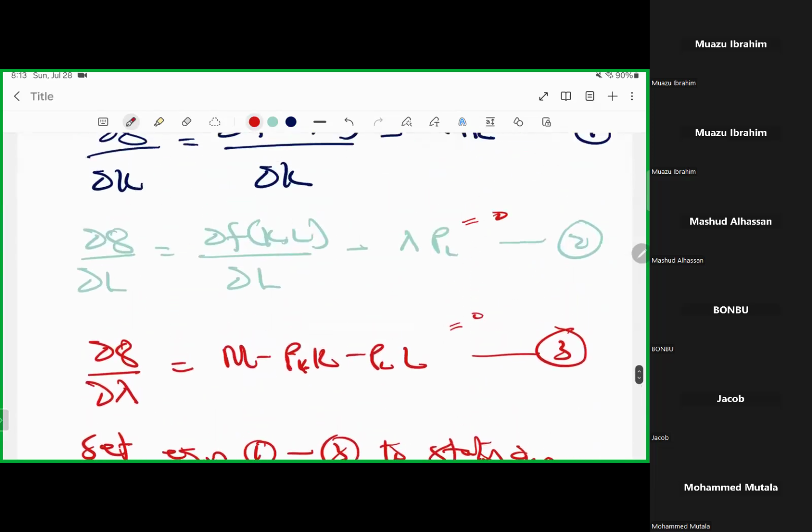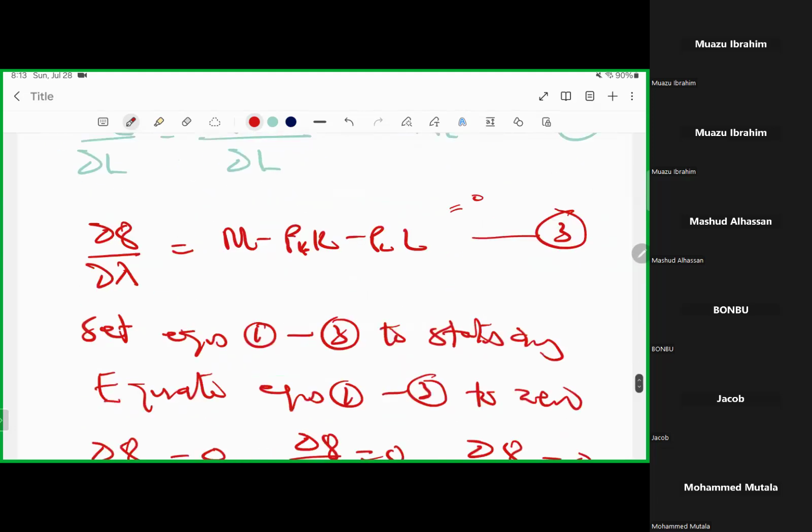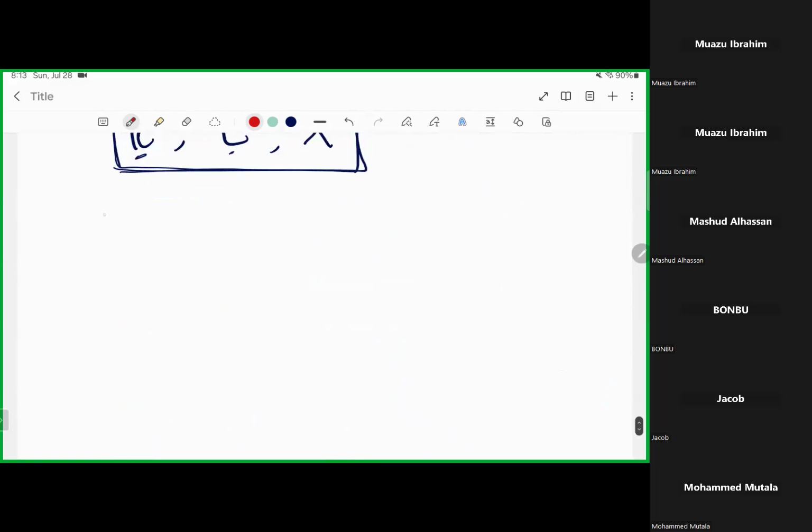In fact, based on step 2, we can do some few things. Remember, this is what? Who can tell me? You will realize that this is the marginal product of capital. This is the marginal product of labor. Now let's take this question. Let's solve this question.